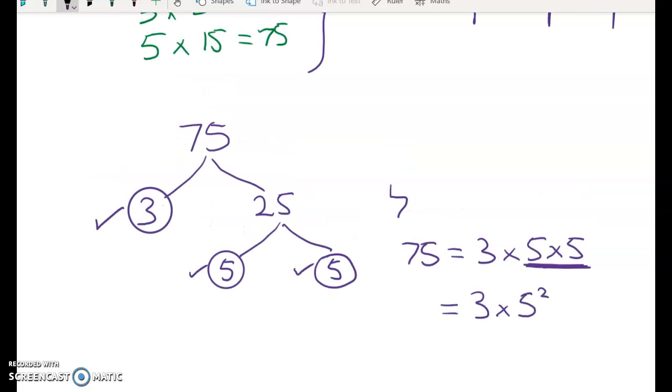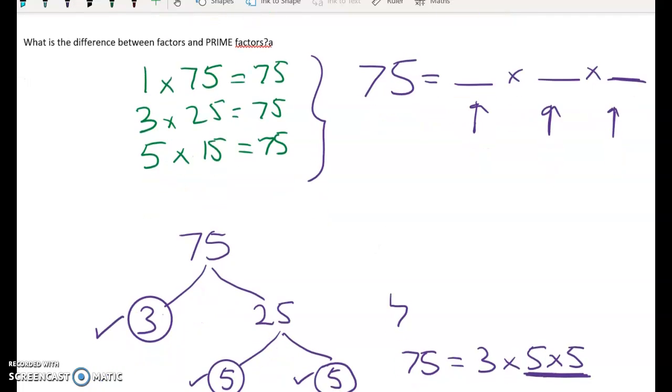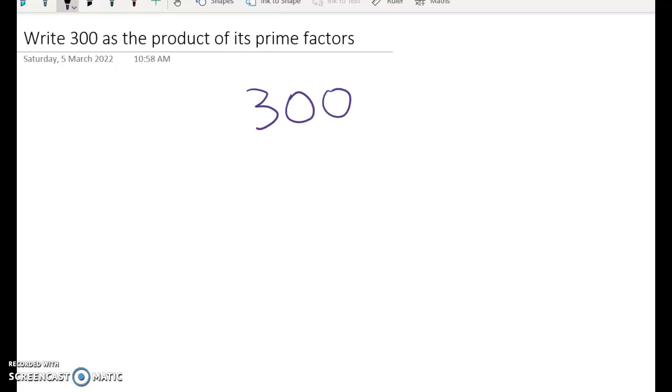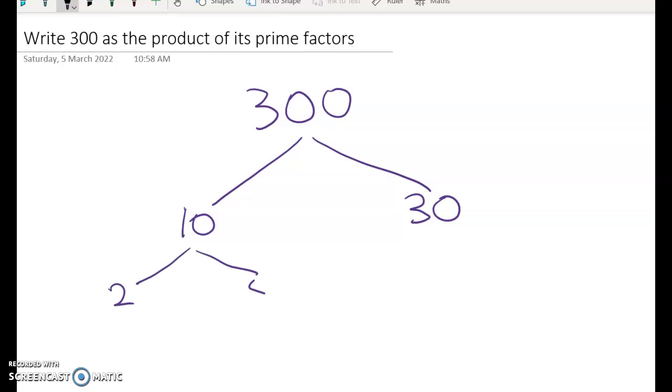Okay, that's the first one done. Now we're going to practice on some more. So we've done 75. We're going to do 300. So let's write 300 as the product of its prime factors. So the good thing is that we can start with any pair of factors to get going with this. The easiest one here will be 10 times 30. Is 10 a prime number? No, because 2 times 5 gives me 10. 2 is a prime, and 5 is a prime.